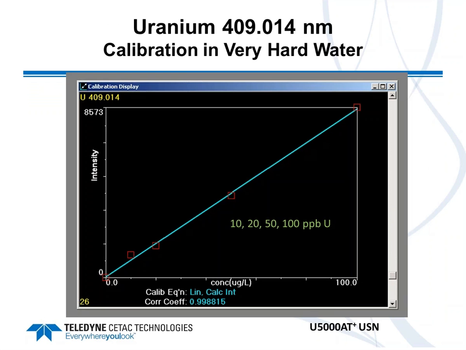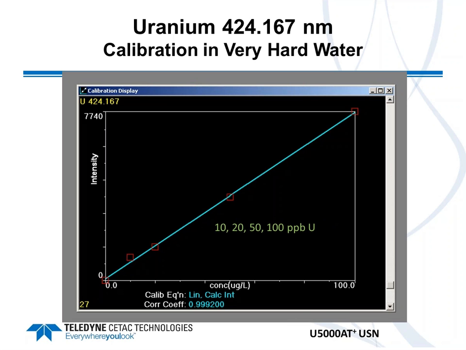So we wanted to go one step further, and that was to try to calibrate a little bit further down, and that's closer to the limit in Germany of 10 parts per billion. In this case, we ran the experiment again with the ultrasonic nebulizer at 10, 20, 50, and 100 parts per billion. The calibration is not quite as good. It's 0.9988. That's at the 409 line. A little bit better, 0.9992 at the 424 nanometer emission line. Again, 10, 20, 50, and 100 parts per billion uranium.